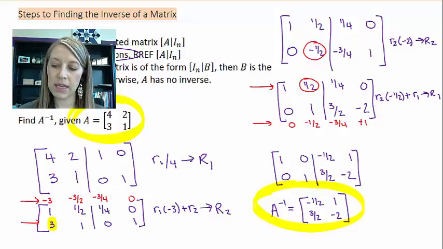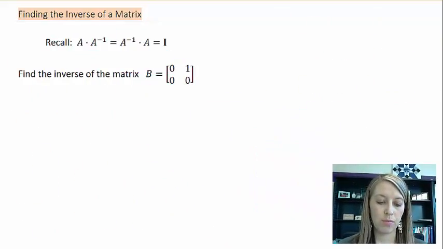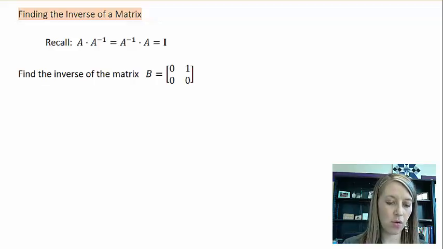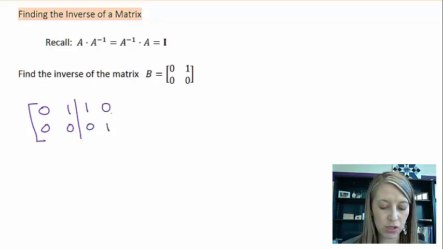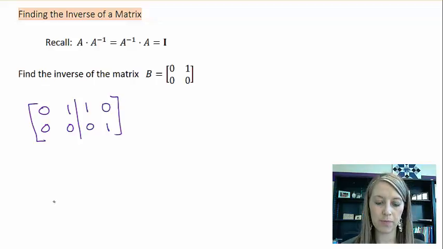Okay, let's do this again, but let's do it with this matrix here. Matrix B equals 0, 1, 0, 0. So if I were to set this up, I have my matrix B on the left, and I need to set it up to have my identity matrix here on the right.